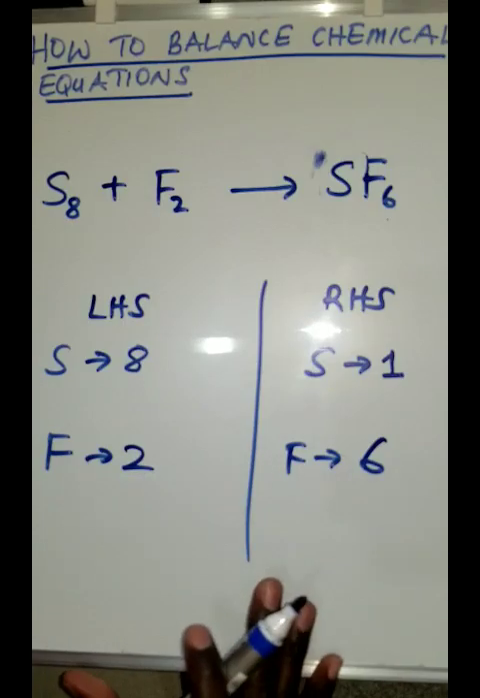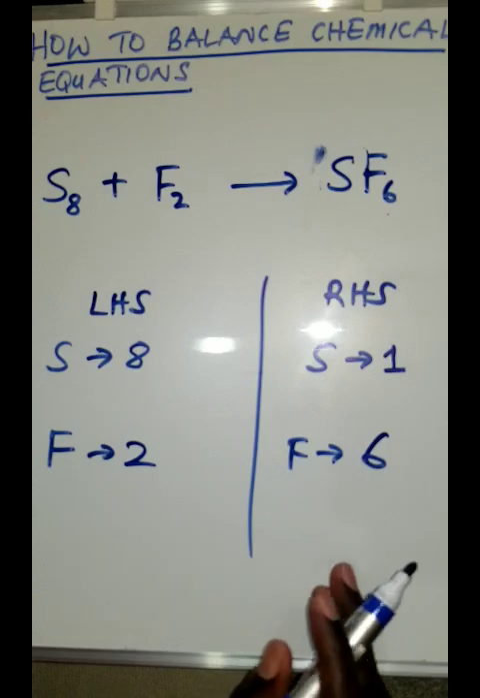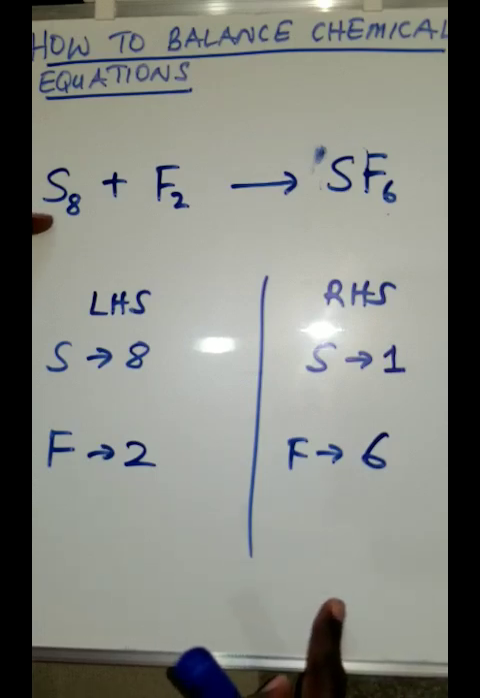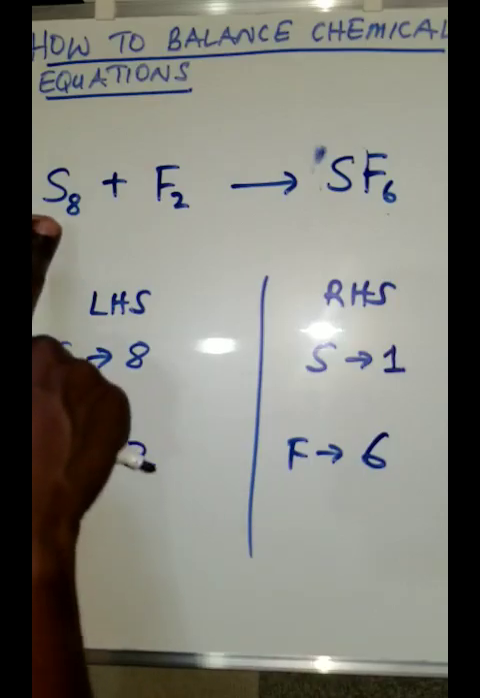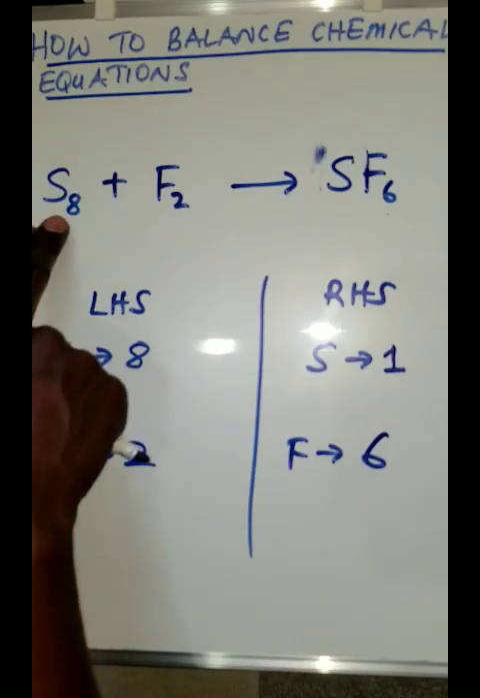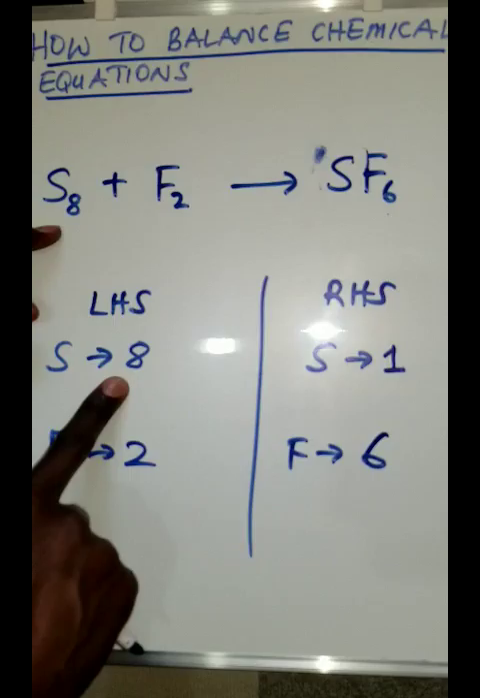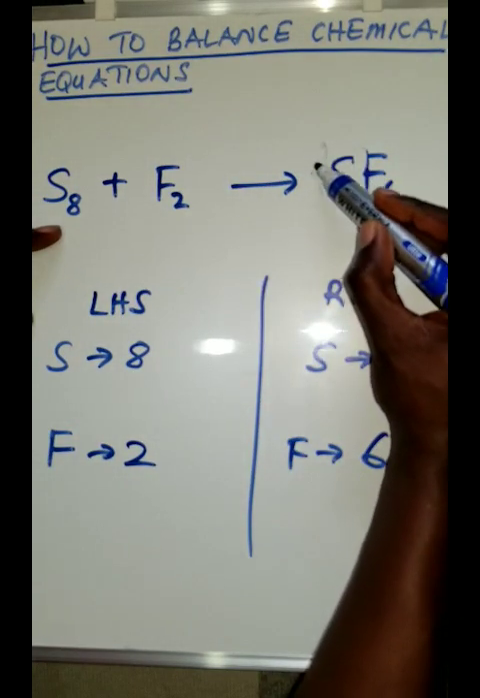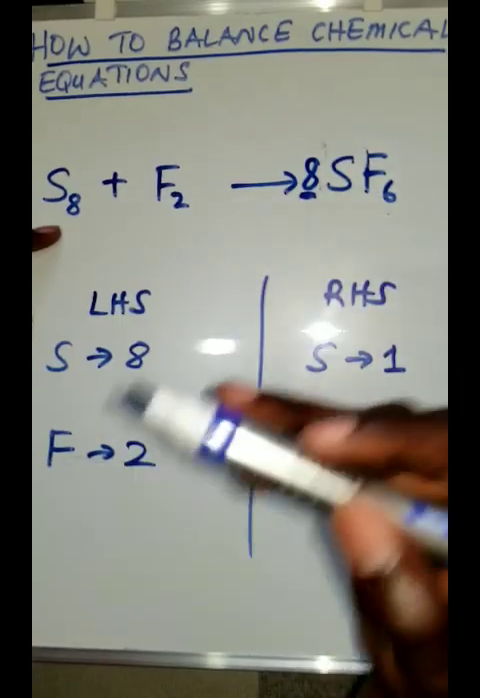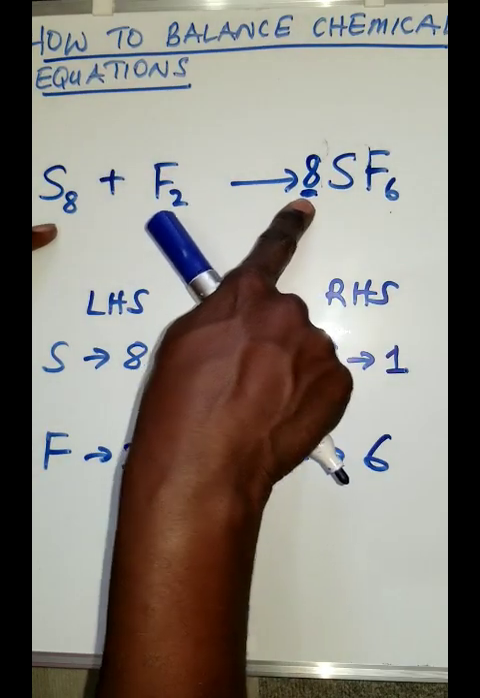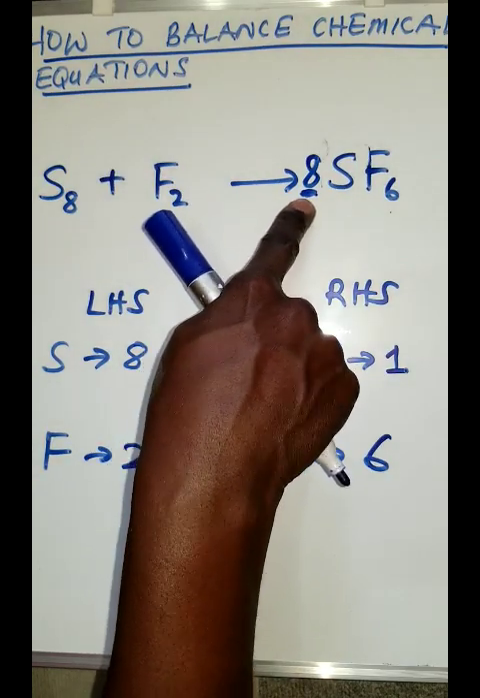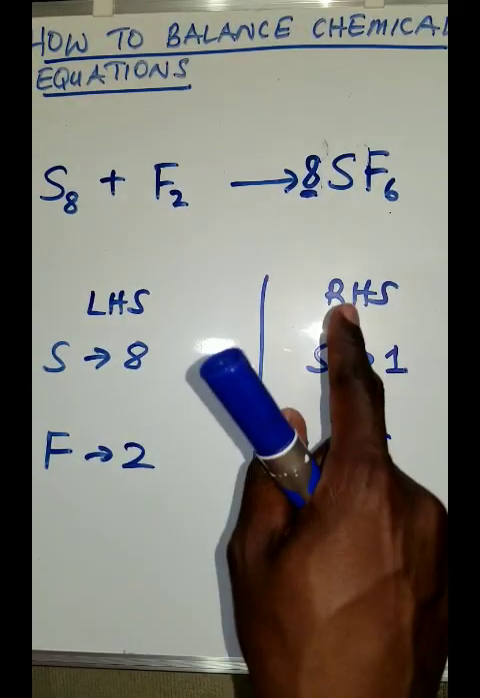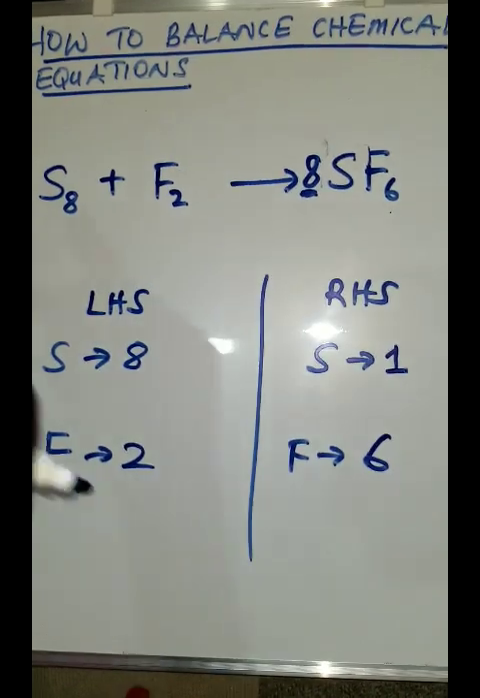So let's try to see if we are able to balance it up. That's what we mean. So now if I look at this one here, since there are 8 sulfur on the left hand side and there's only 1, suppose I was to put 8 there. Remember, it's just trial and error. You try out. Suppose I was to put 8 there. What is that going to give me? So that's the idea that you need to have.